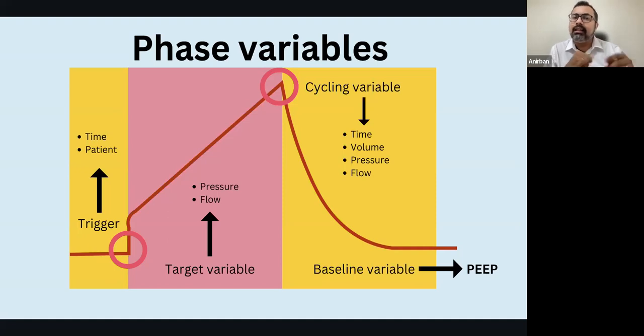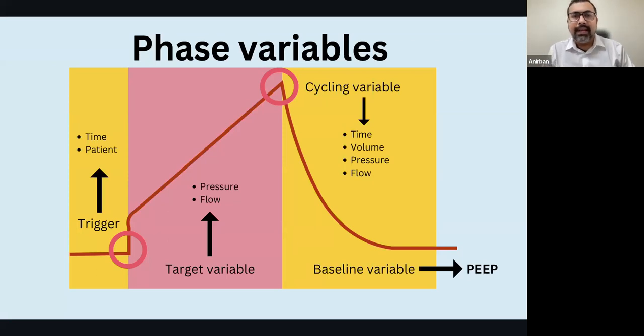Patient trigger can either be flow trigger, where your inspiratory effort has generated a flow and this flow is picked up to initiate a breath, or it can be pressure triggered, where your inspiratory effort leads to a dip in the pressure. This is picked up and a breath is initiated.